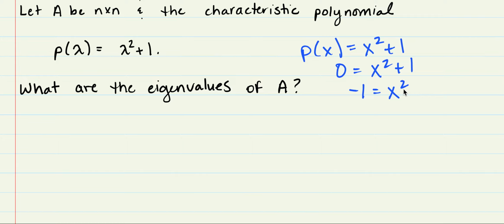But we're going to be working over the complex numbers, and when this happens, you can see that x is equal to the positive or negative square root of negative 1, and this is actually by definition i. If it's been a while since you've seen complex numbers, the square root of negative 1, we define it as i. Let's write that down.